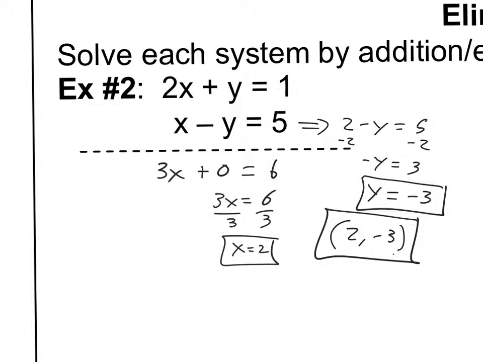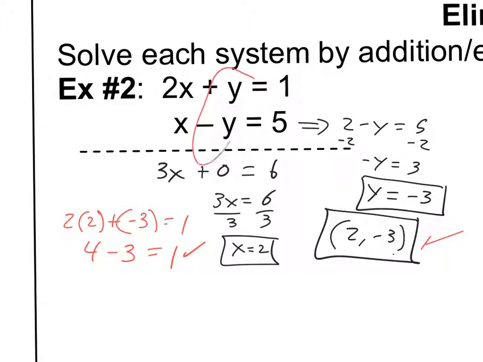Let's just check it. Let's check the 2 and the negative 3 in the first one. So if I was to do 2 times 2 plus negative 3 for the y, would that equal 1? Yeah, I'd have 4, I'd have negative 3. That certainly does equal 1, so this solution does work. I checked it. Okay, so that's the elimination method. It's called that because we eliminated the y's, right?